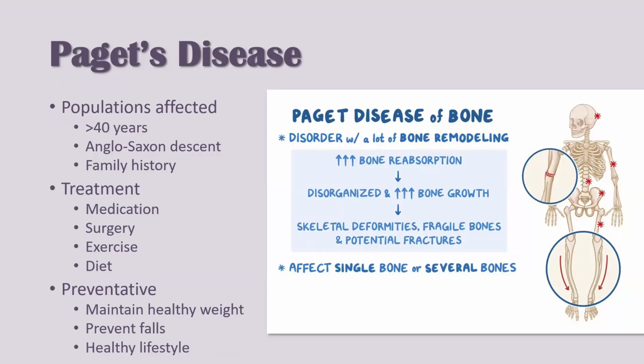This disorder generally affects individuals over the age of 40 who are of Anglo-Saxon descent or individuals with a familial history of the disorder. For treatment, some medications can be prescribed to slow down remodeling, such as bisphosphonates. In cases of malformation, surgery may be needed to reshape the bone. And like other disorders, a balanced, nutrient-rich diet as well as exercise will promote good bone health.